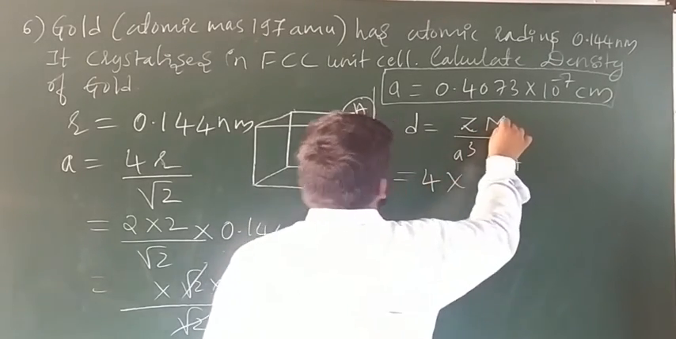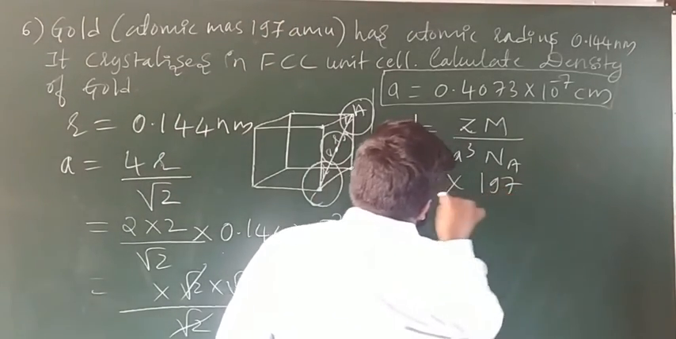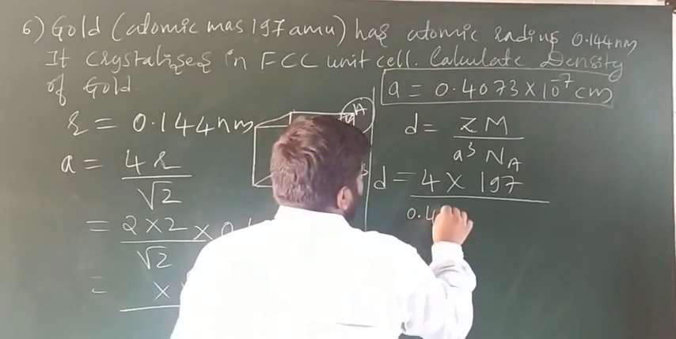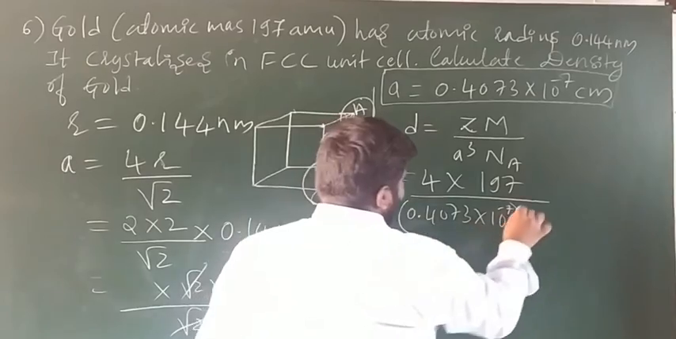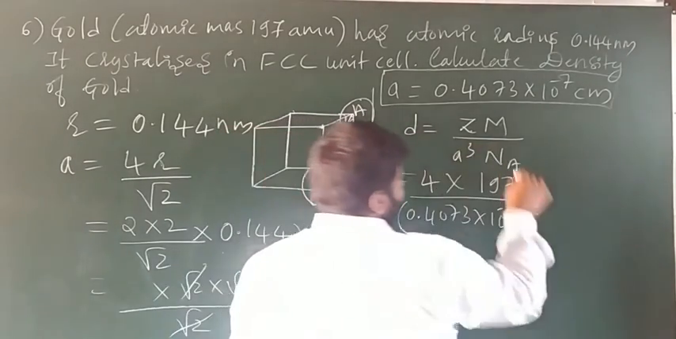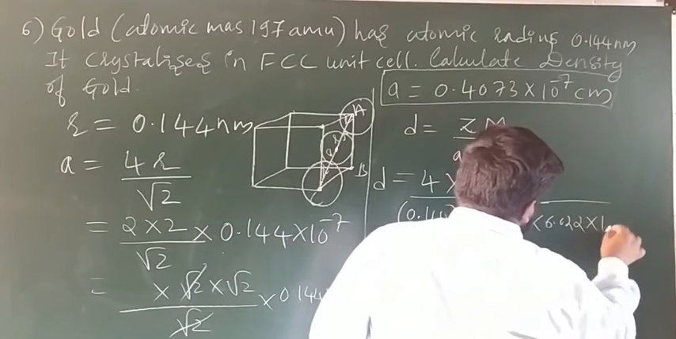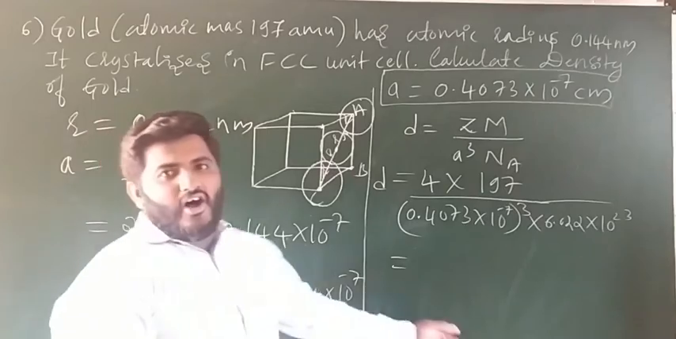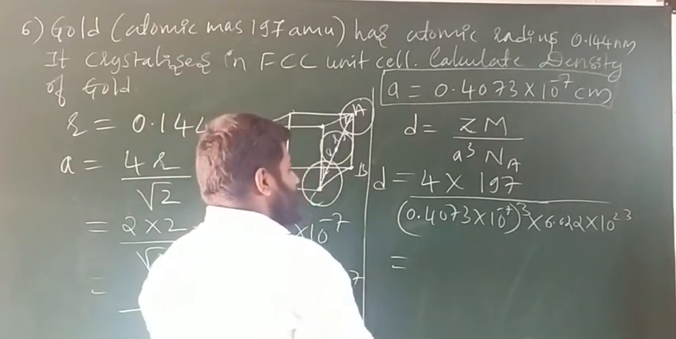What about molar mass? See here, atomic mass is given as 197. Whole divided by A cube is there. What about A? 0.4073 into 10 to the power minus 7 whole cube, because it is a cube. Then Na is 6.022 into 10 to the power 23. Yes, by solving all these things, you are going to get the answer as 19.363.